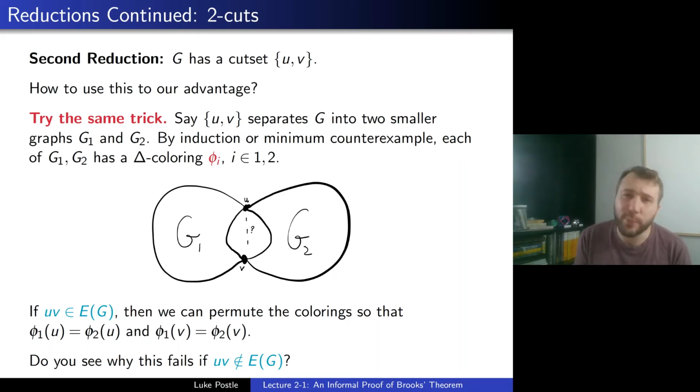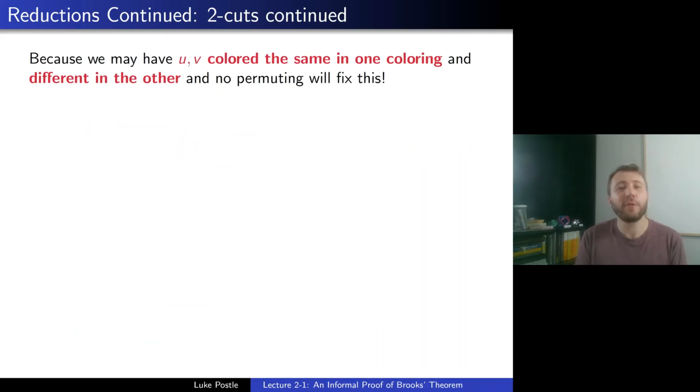So I would encourage you to pause the video a moment and come up with the answer why this gluing approach, this permuting approach, might fail if UV is not an edge. All right, so for those who figured it out or just want to enjoy the show, U and V could be colored the same in one coloring, so they could both be 1, say, and different in the other, say 1 and 2. And no permuting will fix this, right? You can't permute colors so that different becomes same.